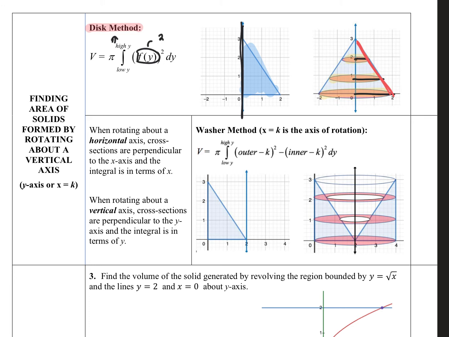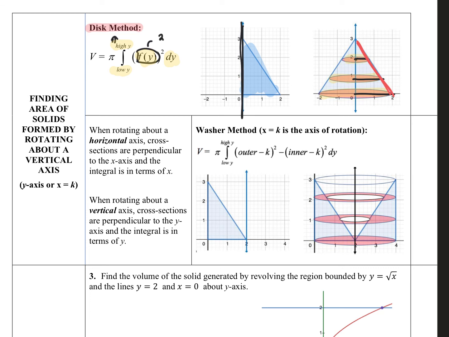Because I'm integrating with respect to y, this whole integral is about y. So it's a low y to a high y are my limits, and my function that's here is solved for x, so that is given in terms of y, and then I have a dy here at the end. Like we talked about before, if our region is flat against that axis of rotation, that's going to lead us to this disk method.